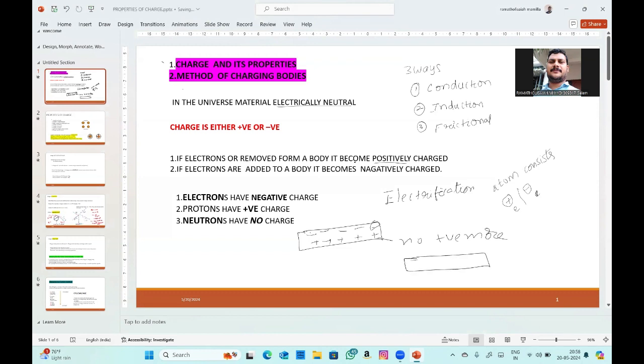Similarly, if we add one electron to this body, the number of electrons is more. So it behaves like a negative charge body. So after adding electrons, it behaves like a negative charge, and after removing electrons, it behaves like a positive charge. We already know electrons have negative charge, protons have positive charge, and neutrons do not have any charge.